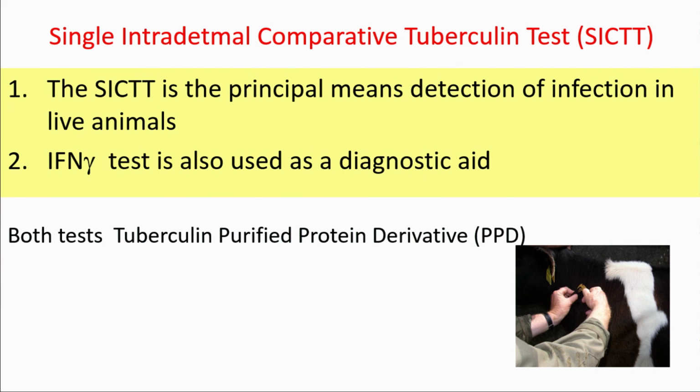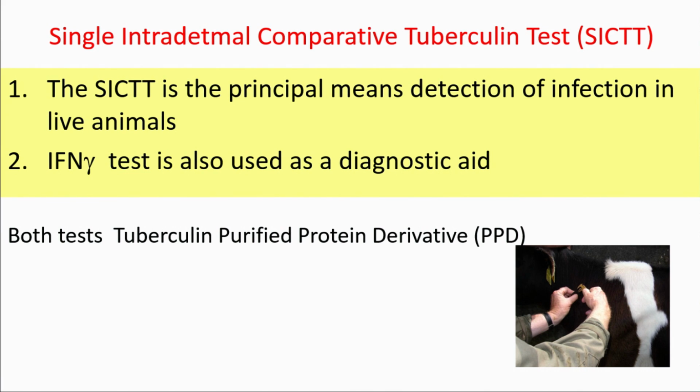We use our tuberculins then as the essential tool in our comparative tuberculin test. The test itself is the principal means of detection of bovine tuberculosis in the live animal. And we also use the gamma interferon test in our programme, which also uses the same tuberculins as part of its test.